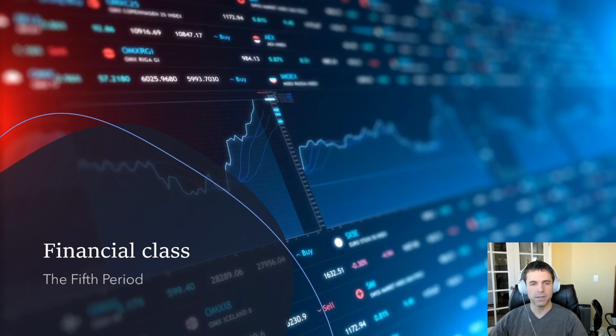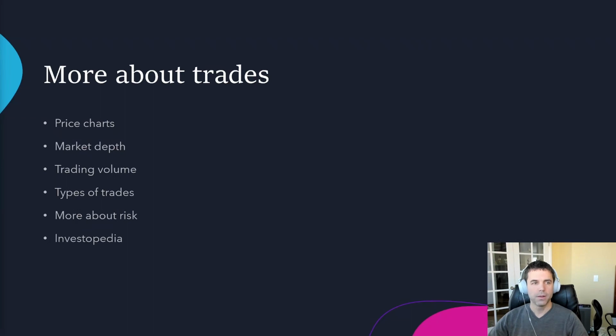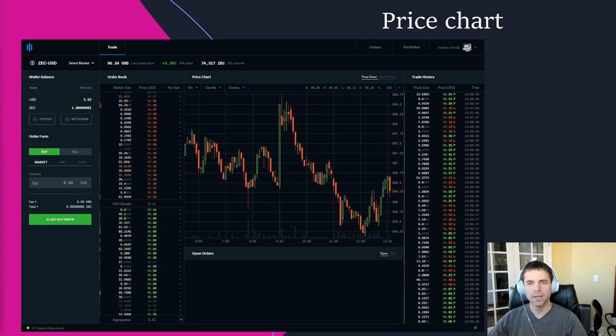Today we're going to be talking about price charts, market depth, trading volume, and types of trades. We'll talk more about the kinds of risk and how you mitigate them, and we'll show off Investopedia a bit again so that you can use a simulator and experiment with some of these new types of trades and charts and things. So to start off with, this is a price chart.